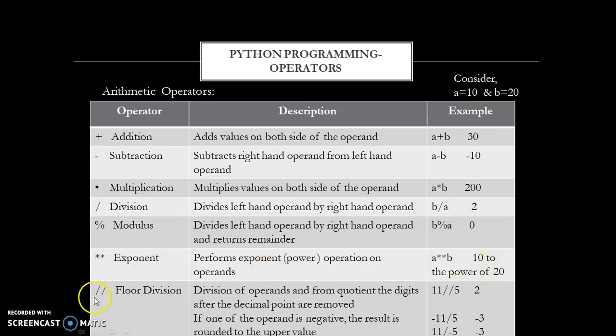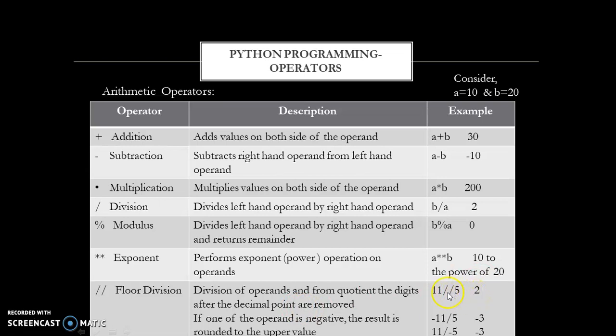Right? The next one is double slash. Double slash is nothing but floor division. The use of floor division is to perform the rounding function. Whenever you are considering division of operands, let us consider you are taking 11 double slash 5. In such a case, it will remove the decimal point. Now 11 floor division 5, you will get a value of 2.